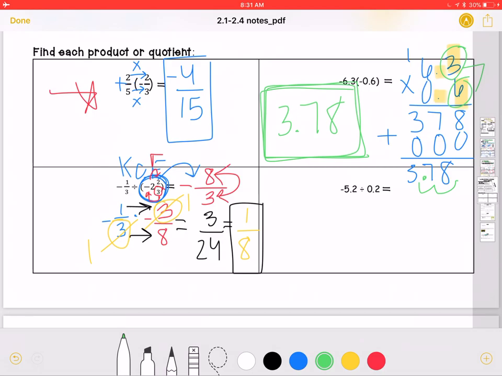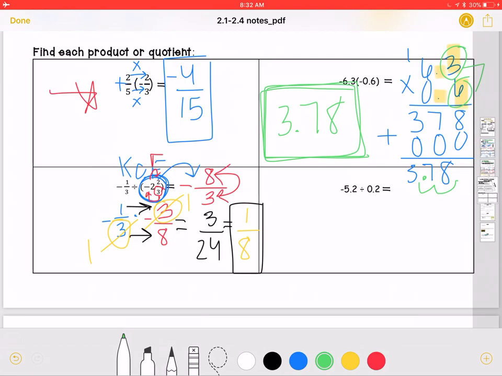Hopefully that's a nice refresher of multiplying decimals. Just remember, all we're doing is adding in that skill of multiplying and dividing with positives and negatives. The actual multiplying with decimals should not be a new skill. None of this should be a new skill besides now we're adding in that positive and negative signs.